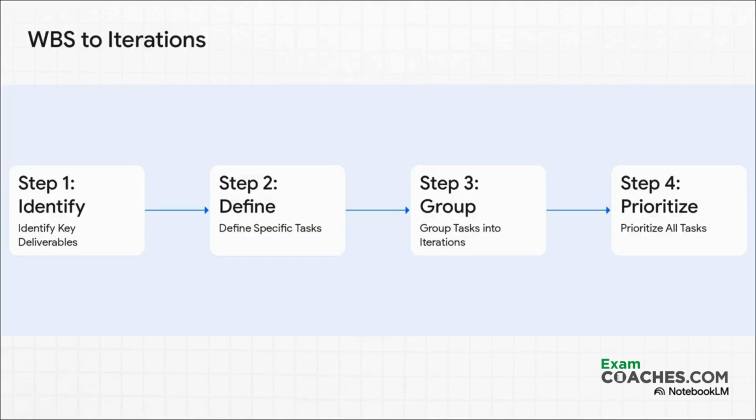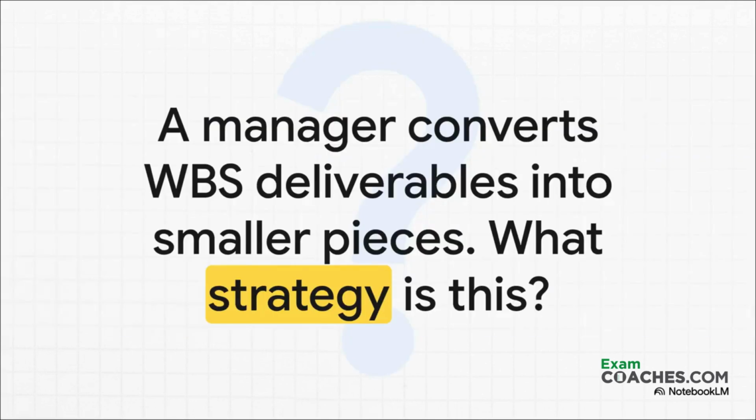So a question I get all the time is, what happens to traditional tools like the work breakdown structure, the WBS? Do we just throw it in the trash? Absolutely not. We adapt it. You still figure out your big deliverables. You still break them down into tasks, but then you group and prioritize those tasks to fit into your short iteration cycles. And boom, here's a perfect example in an exam scenario. The test won't ask you to build a WBS from scratch. It'll describe a manager using one in a clever, adaptive way, and it's your job to know what that strategy is called.